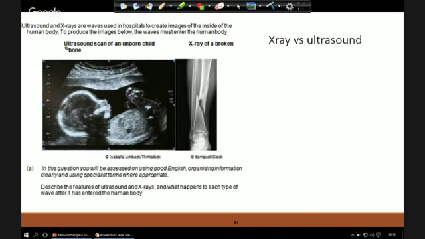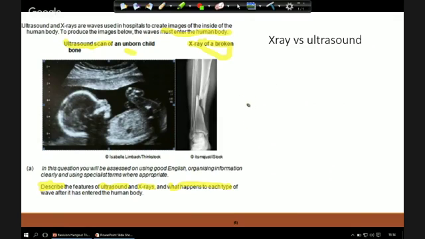So ultrasound and X-rays are used in hospitals to create images of the inside of the human body. To produce the images below, the waves must enter the human body. Okay, so we've got ultrasound scan and X-ray. Then in this question, you'll be assessed on your good English, organising information clearly, using specialist terms where appropriate. So, command word, describe. That definitely needs a highlight. Describe the features of ultrasound and X-rays. That's the first part of the question. Then, what happens to each type of wave after it has entered the body? So what happens to each type of wave after entering the body?